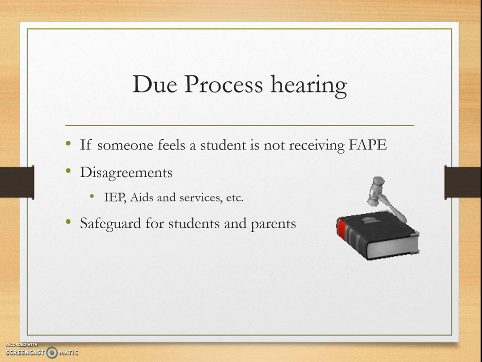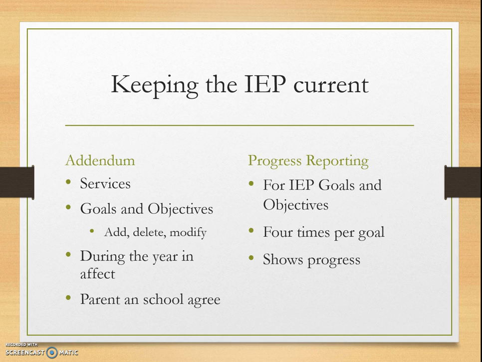Due process hearing. A due process hearing can happen if someone feels that a student is not receiving their free and appropriate public education. This usually is a result of disagreements on the IEP, aids and services, or the way in which a student's case is being handled. This is a safeguard for students and parents so that a student may not be stripped of their right to a free and appropriate public education.